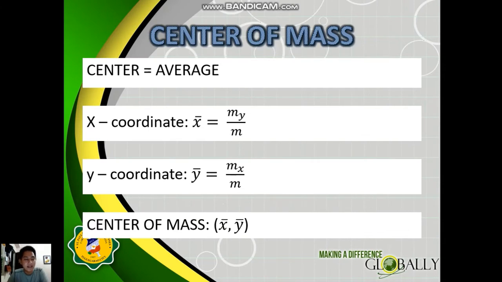Center of mass. If you're going to talk about center, it is always the average. We discussed in statistics that the symbol of average is simply x bar or y bar. So to get the average x coordinate, you divide m sub y over m, and for the y coordinate, it will be m sub x over m. And the center of mass is x bar and y bar.